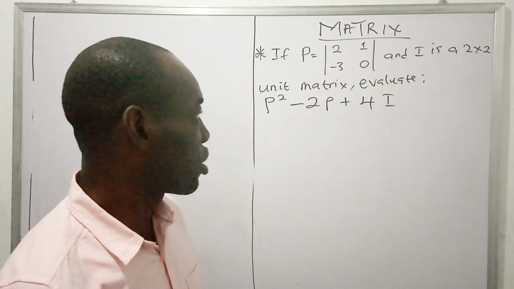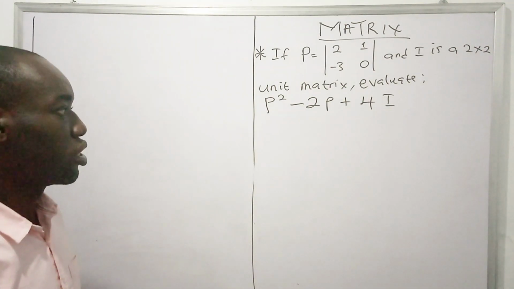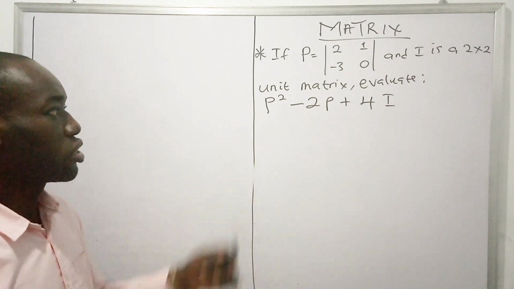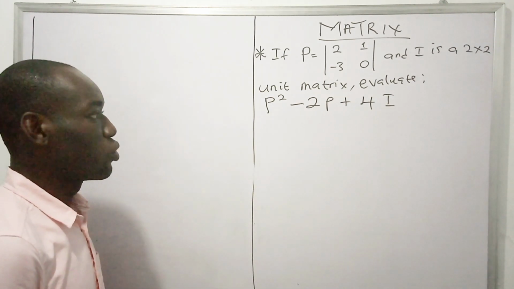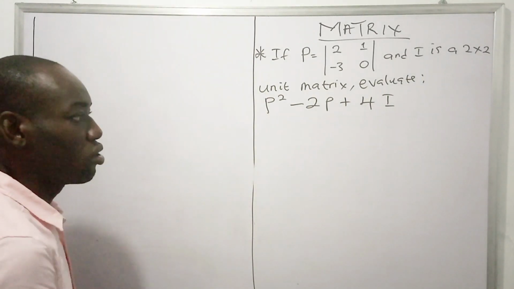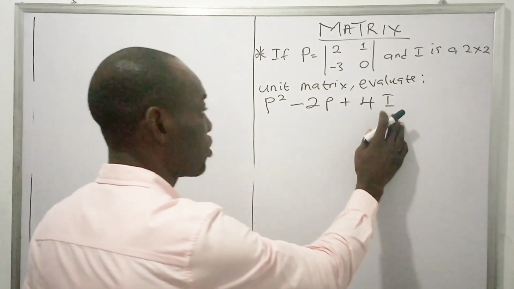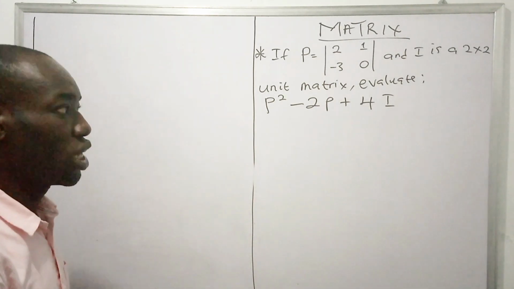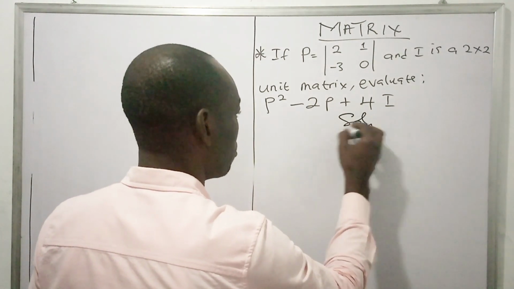In today's lecture, we're looking at a question on matrix. We have the matrix P equals [2, 1; -3, 0], and we're asked to evaluate P squared minus 2P plus 4I. The I there stands for the unit matrix, which we also call the identity. All right, now let's start by resolving this.